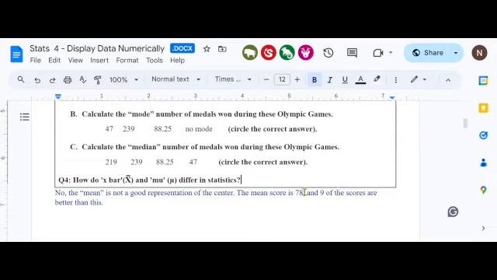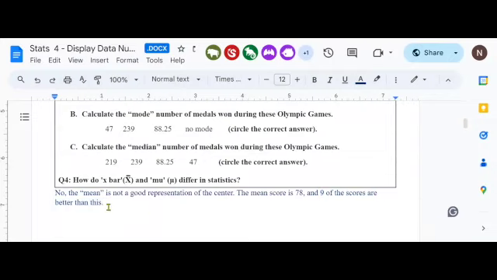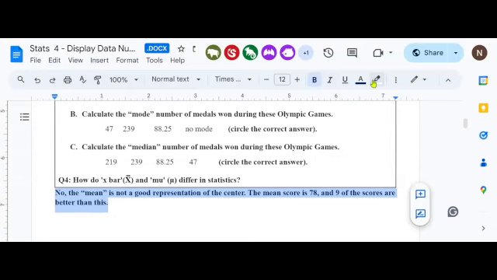So if you want the answer for the question at the top, it says: is the mean a good representation of the center of the data? If not, why? The answer is here. No, the mean is not a good representation of the center. The mean score is 78, and 9 of those scores are better than this. That's the perfect answer. For which question? Question number 2, yes.